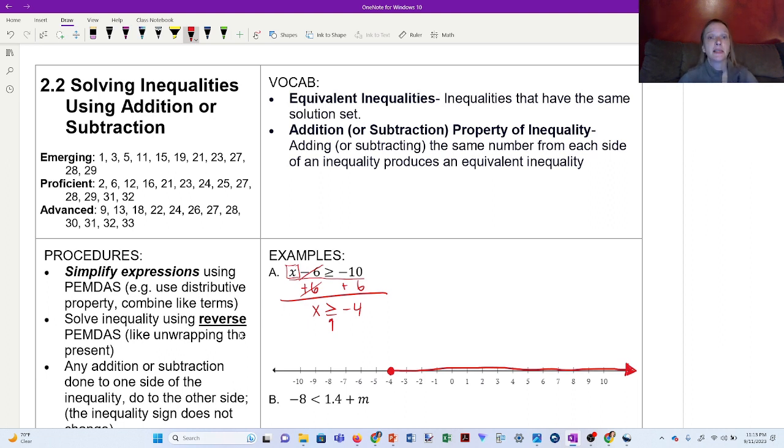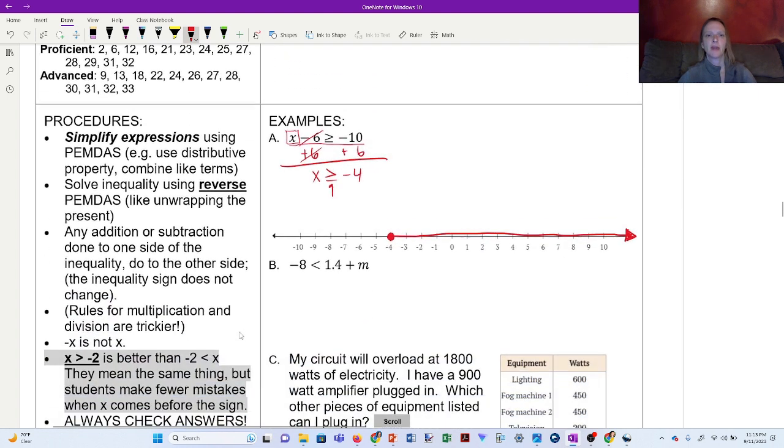So that's the basic procedure for solving an inequality in terms of the addition and subtraction component. You kind of go in reverse PEMDAS order, and you do the opposite of the operation that you see in the inequality. So let's do another example here. Negative 8 is less than 1.4 plus m.